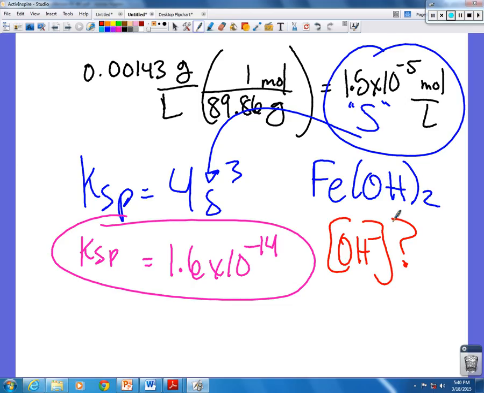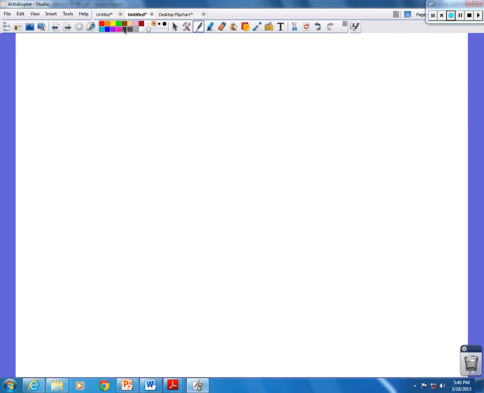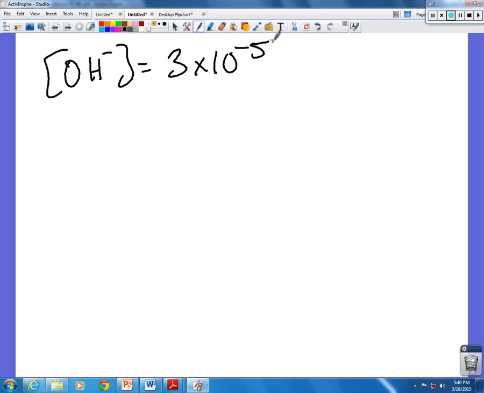Why would you double your S value? Because of the coefficient. So Seth, do that for me, please. This is what, 3 times 10 to the negative 5th? Is it 3 times 10 to the negative 5th? That number doubled? Yeah, that's right. So we now know that OH minus is equal to 3 times 10 to the negative 5th. Do you agree with that? What is our next question?